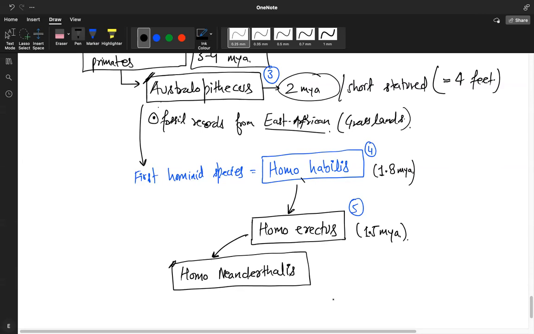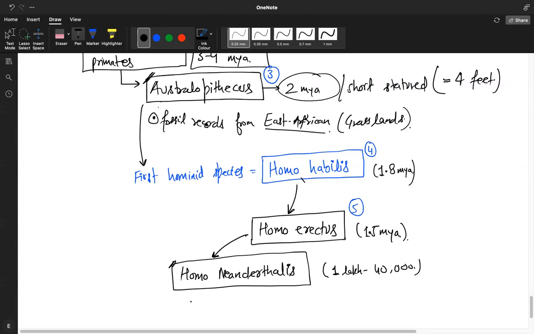Then Homo neanderthalis had a big brain. Their skull cranial capacity was very big, around, write down, 1400 cc brain. And these fossils are around 1 lakh to 40,000 years old. So they are very, very recent man.